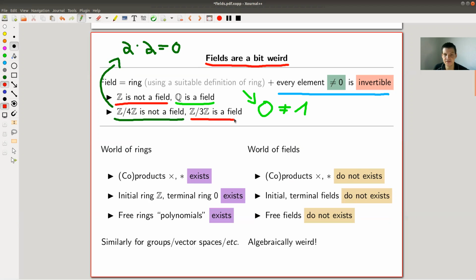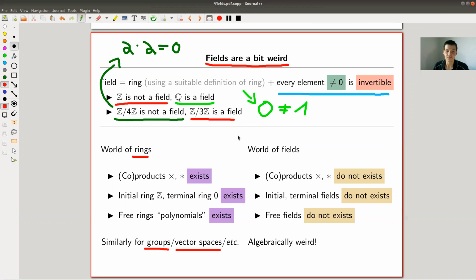In contrast, Z mod 3 is a field. Just to get us all on the same page, keep those examples in mind: Q and Z mod pZ for p a prime. Then you make some comparison of standard algebraic objects like groups, vector spaces, rings, something like that. And you look at the collection of them. Let me say the world. A more fancy term would be the category. But anyway, there's a collection of them.